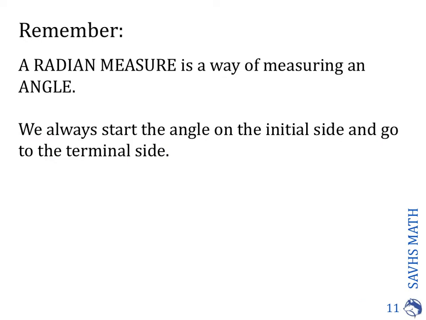A radian measure is a way of measuring an angle. And we always start at the initial side and we go counterclockwise around to the terminal side, unless the angle is negative, in which case we might go this way.